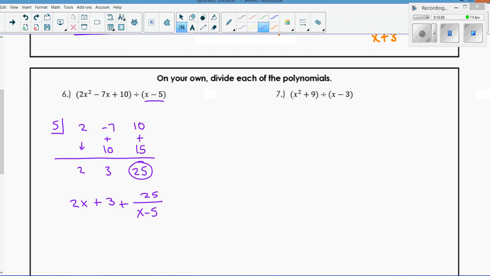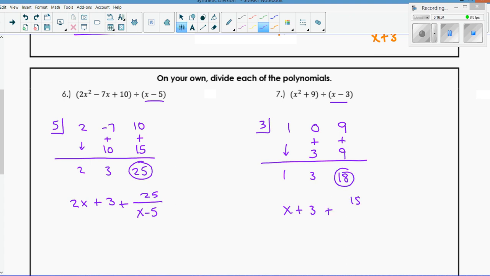All right, let's try another one. I know that my solution is 3. X squared means I have a 1, I have a 0, and I have a 9. Check and see if you have that 0. I bring down my 1 and multiply. I add and multiply. I add. So x squared means my next term down is just x plus 3. This is my remainder, so plus 18 over x minus 3.